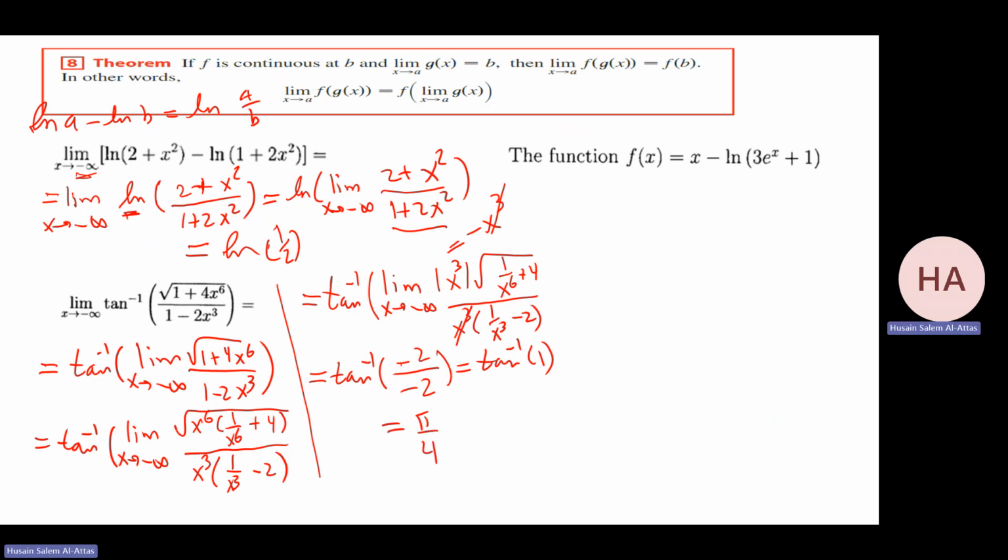Yeah, I hope the idea is clear. This one is a little bit tricky. I need to find the limit as this goes to infinity. Let me do it with x equal infinity, x equal minus infinity. Yeah. I have x minus ln of 3 to the power x plus 1. That is the limit as x goes to infinity. You have x, I can make it ln e to the power x. That's the trick.